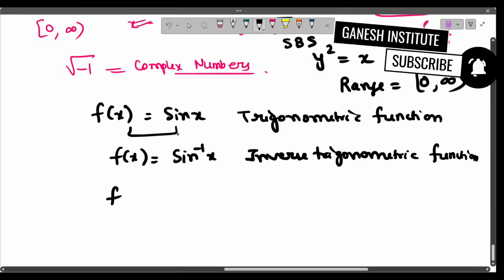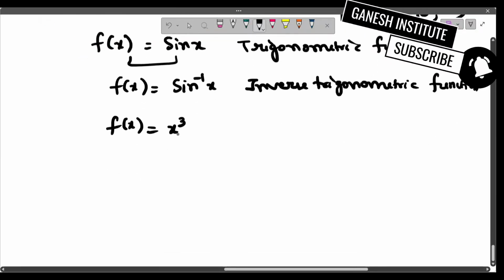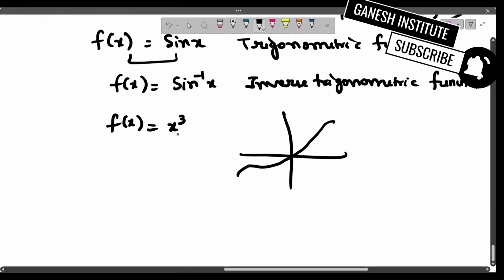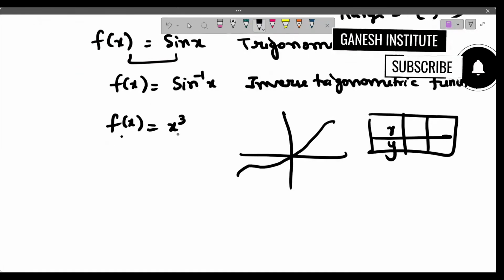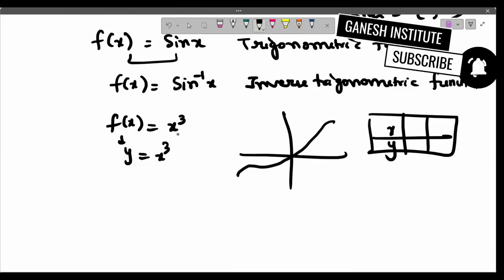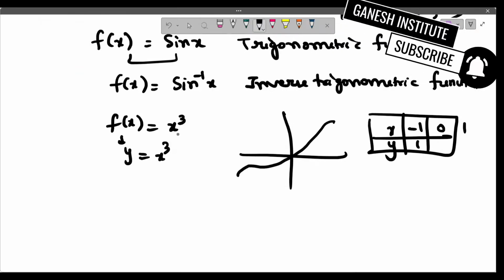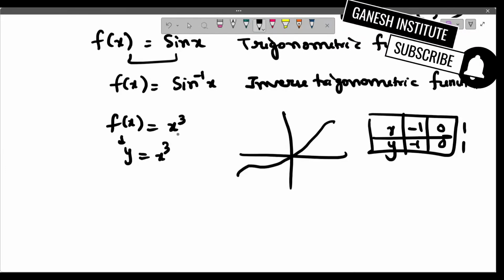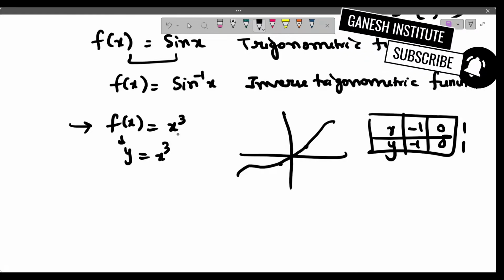Here is the cubic function. You can try to draw the graph of it. You will see this is something S-shaped, because if you draw the graph, this is y. You keep substituting negative and positive values. Negative 1 cubed is negative 1, and 1 cubed is 1. So you will see it will be something like this. So this is a cubic polynomial, cubic function.